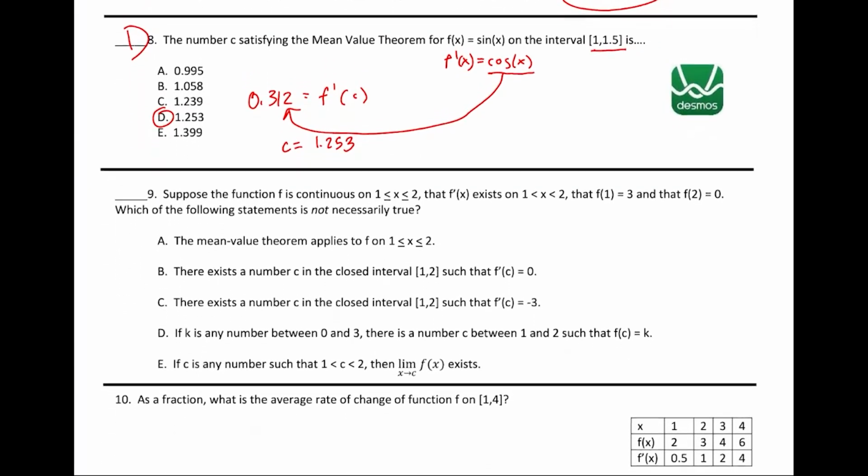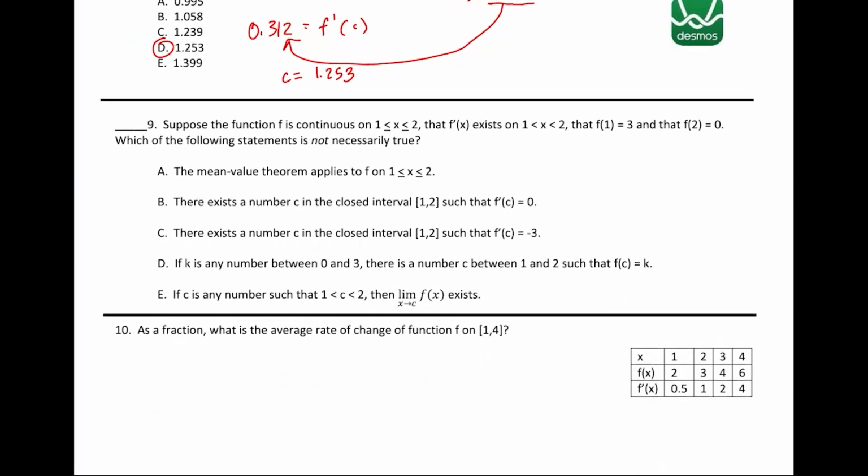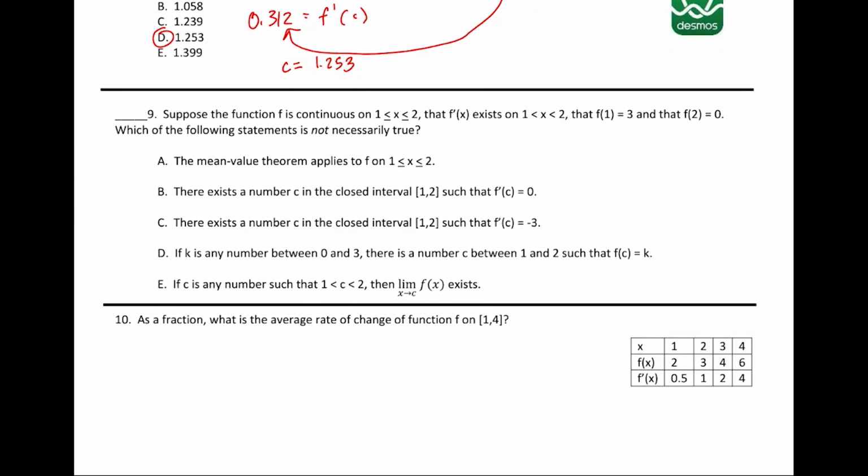Number 9 says, suppose the function f is continuous between 1 and 2, and that f prime exists on that interval. F of 1 is 3, f of 2 is 0. Let's sketch that out. Anytime they're giving us a bunch of values and we're trying to analyze what's happening, it's always a good idea to draw a little picture. So f of 1 is 3, f of 2 is 0. And it's asking, which of the following is not necessarily true?